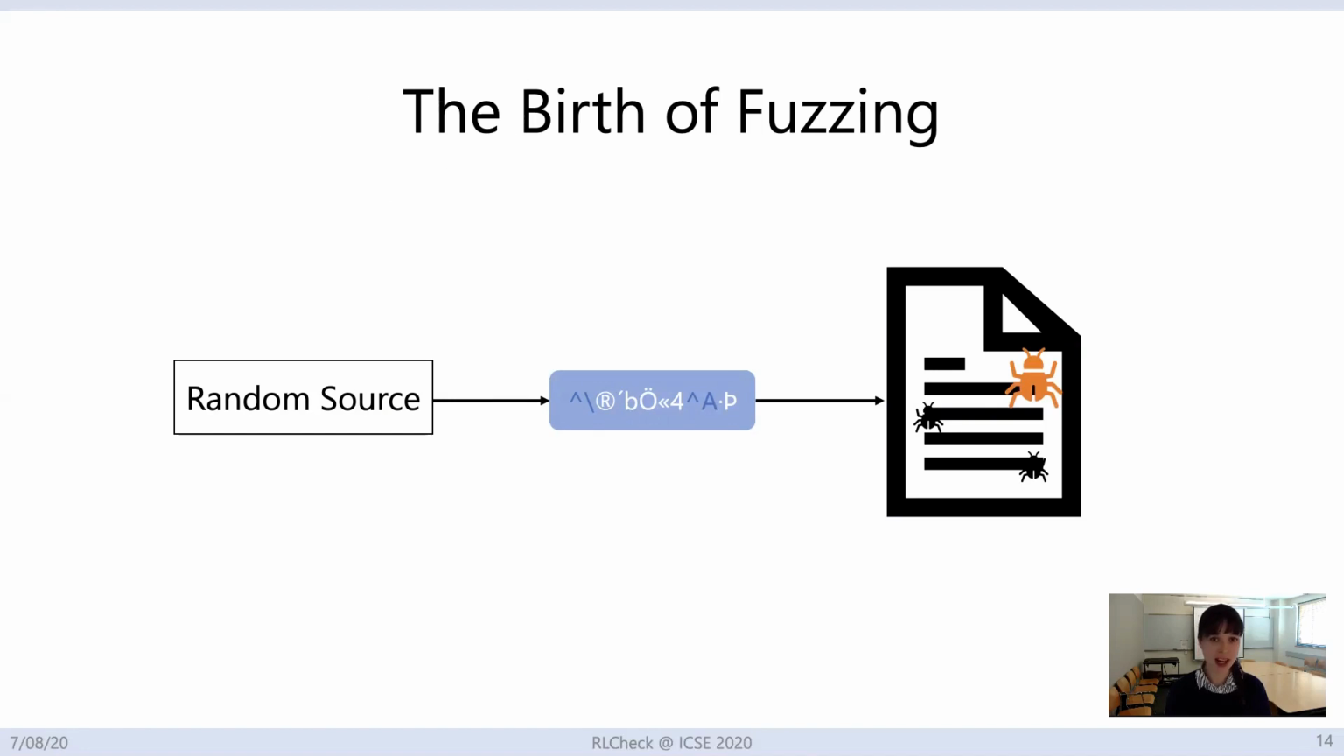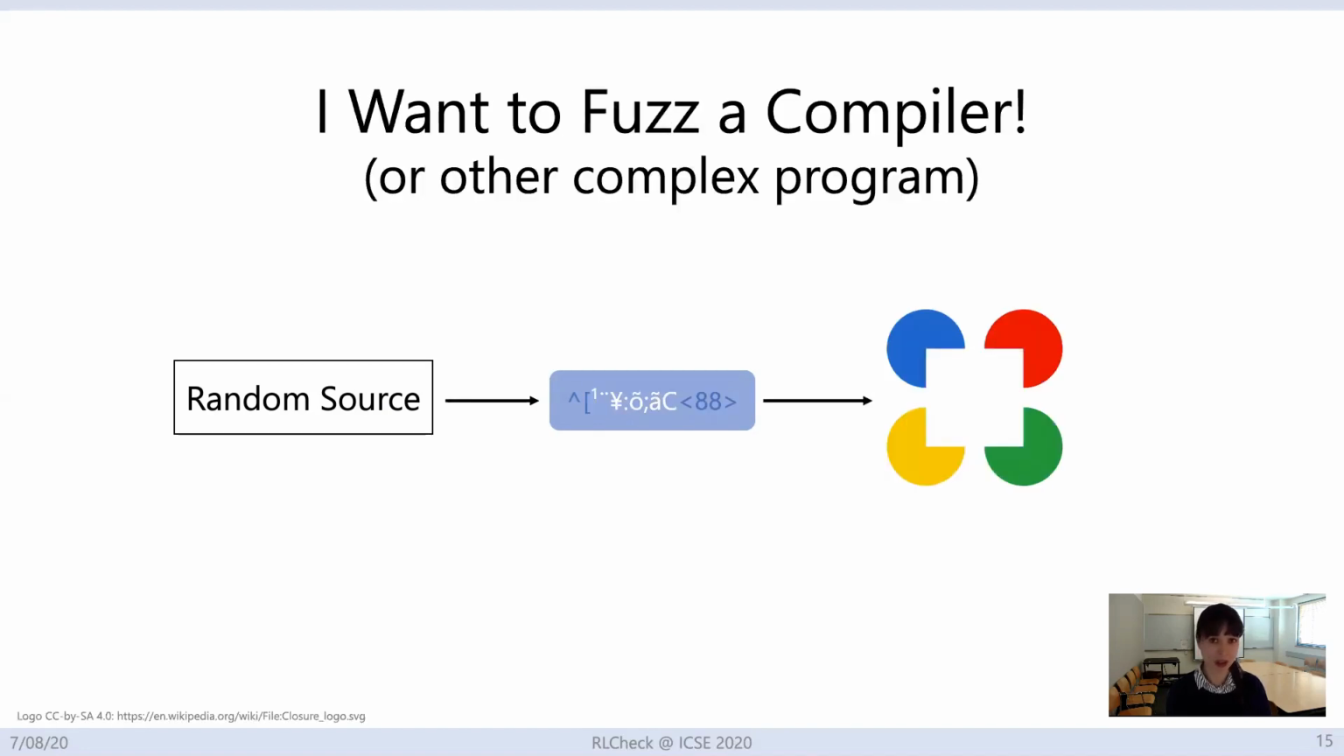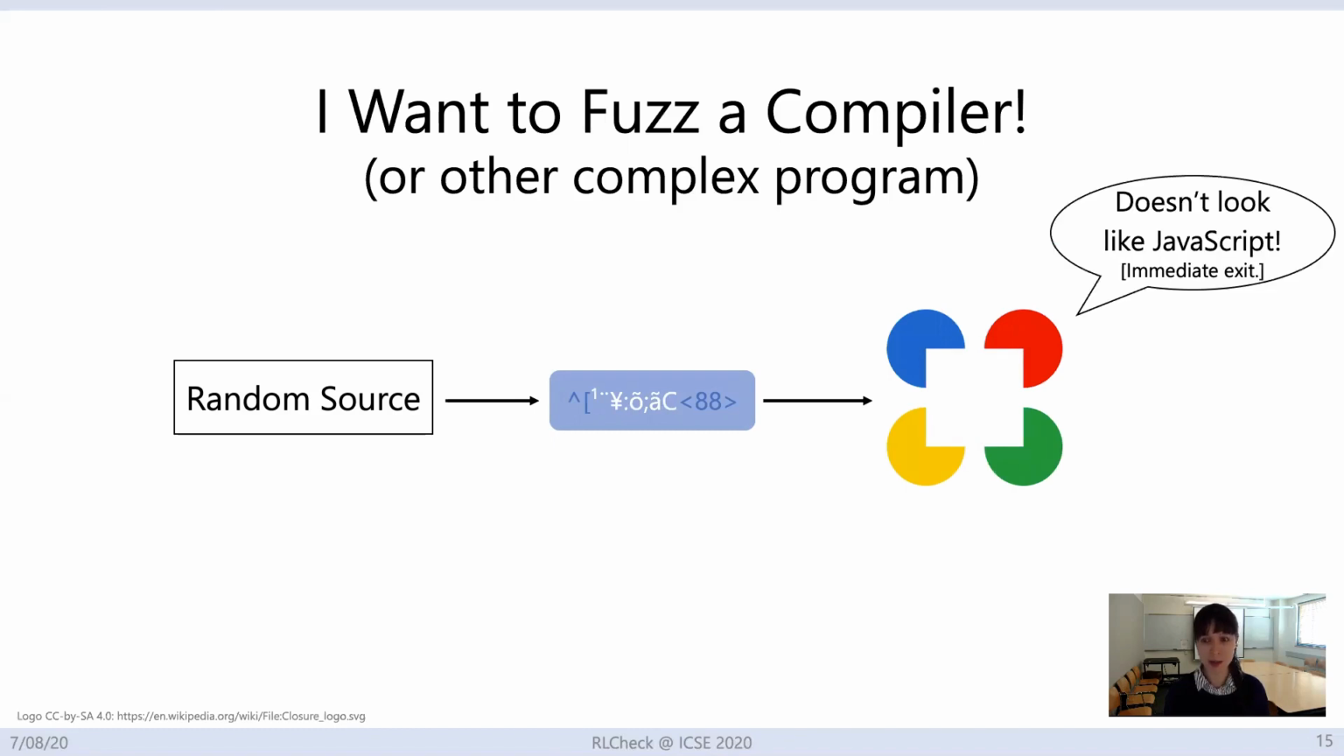So what happens now if you want to fuzz, say, the Google Closure compiler, which expects JavaScript inputs? If you just send it pure random characters as inputs, pretty quickly you'll figure out that it does not look like JavaScript. You'll immediately exit. You won't find any interesting bugs in the program.